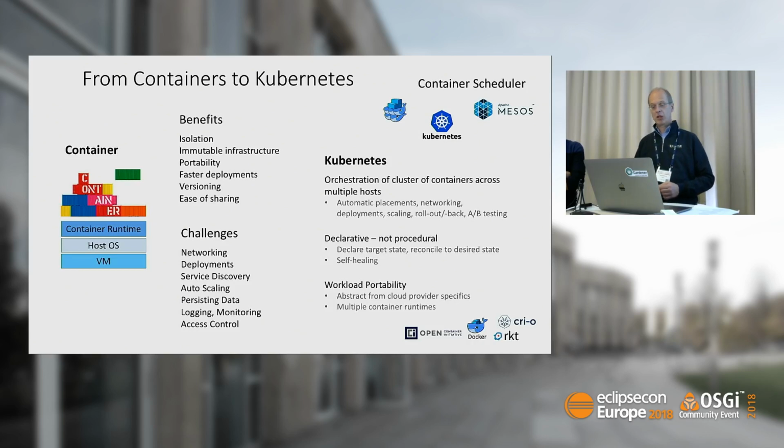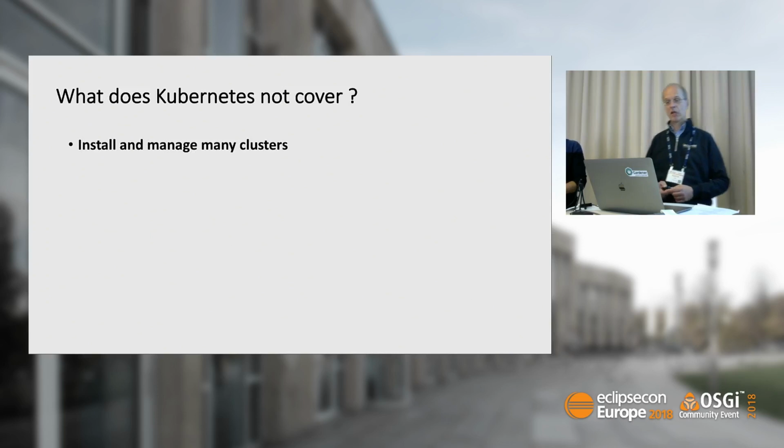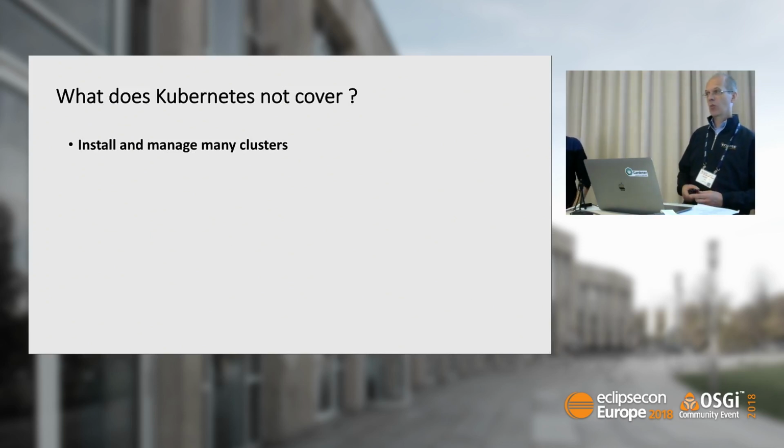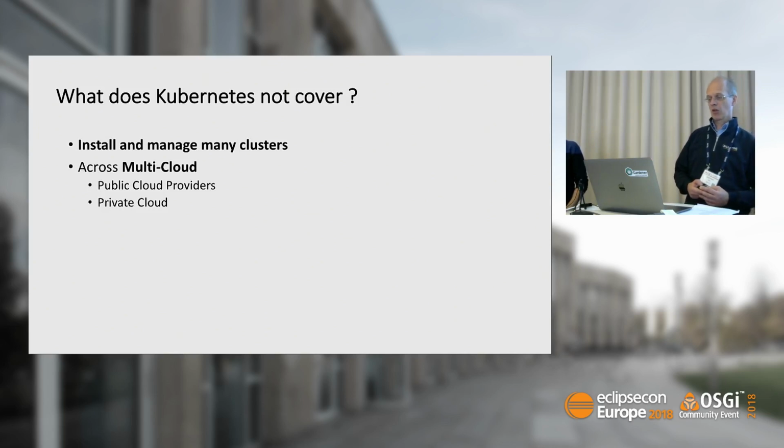So many interesting features. But what does Kubernetes not cover, at least at the moment? Installation and management of clusters, especially if you have many of them. So currently, if you take Kubernetes, you need some additional tool to install it. And also, if you're not just bound to one infrastructure, but you want to run on different infrastructures, this is getting more messy. So we want to run our stuff on public cloud providers, but we also have customers who want to run the same software on private cloud.